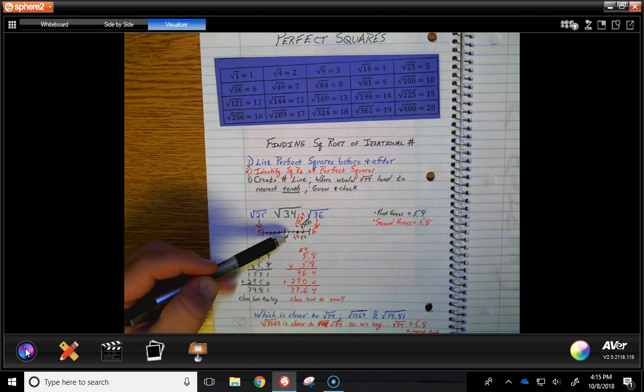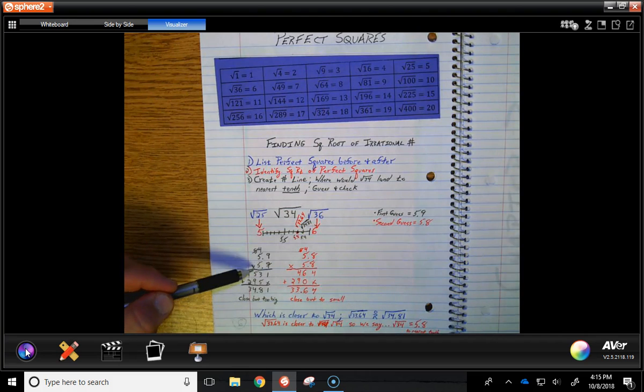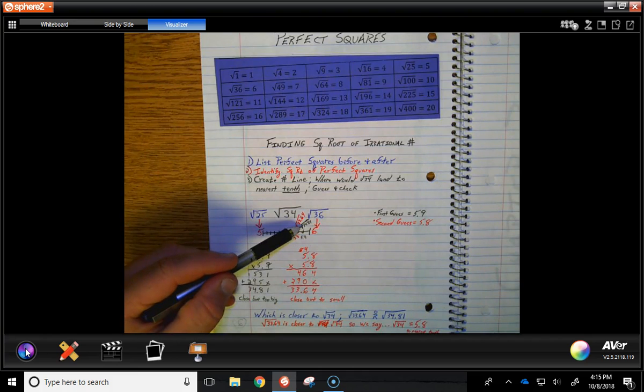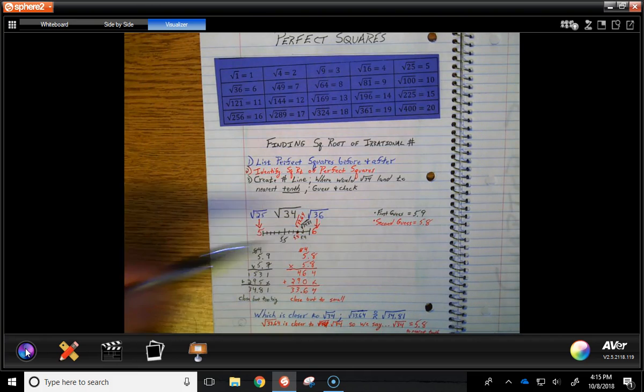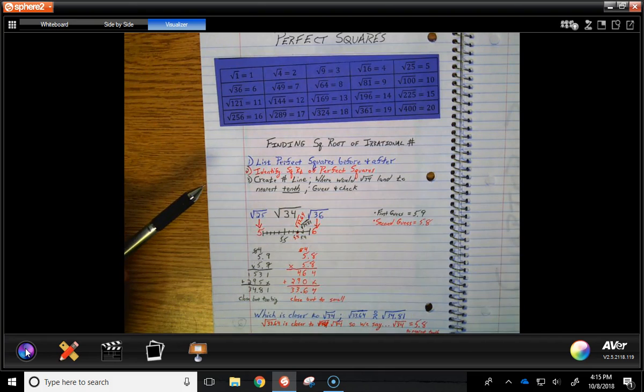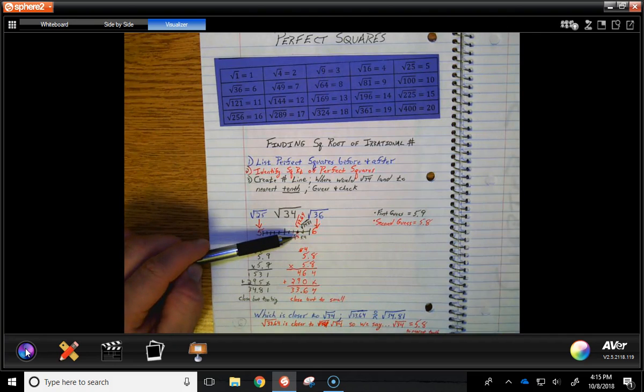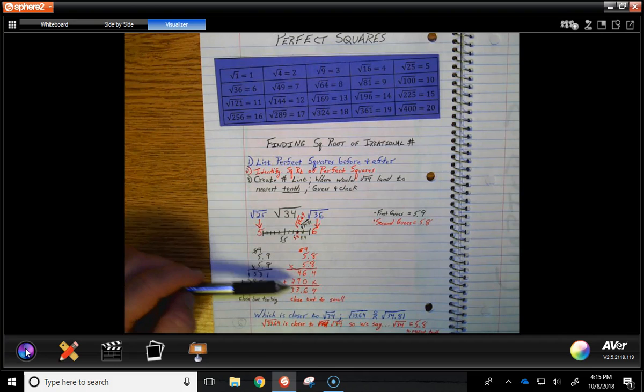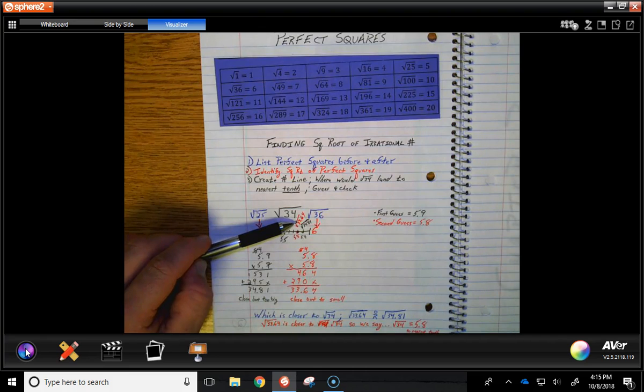So I guessed maybe 5.9. I did 5.9 times 5.9 because I'm squaring it. And I found that 5.9 squared is 34.81. So the square root of 34.81 is 5.9. Okay, 34.81 is really close to 34. But I went down 1/10. And I have 5.8 times 5.8 was 33.64. Okay, so the square root of 33.64.